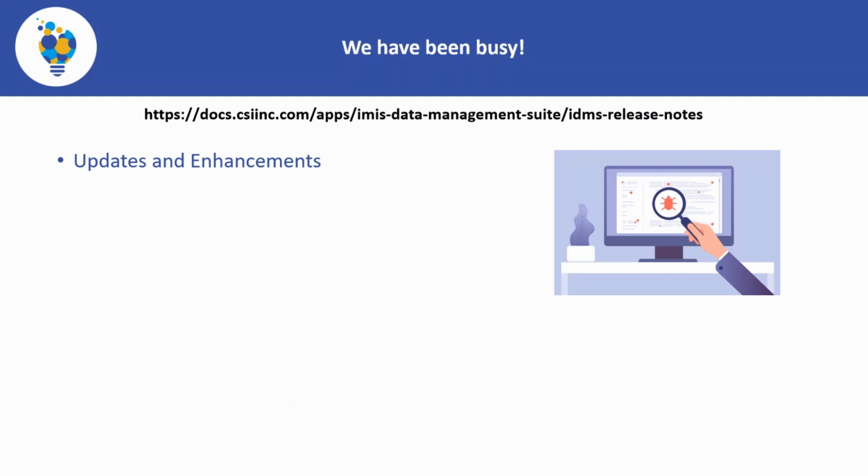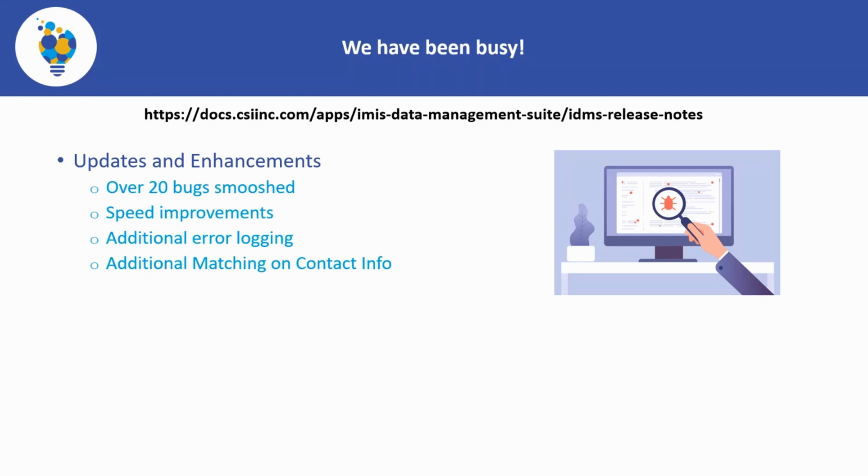Switching gears to updates and enhancements, we have found over 20 bugs within iDMS, and we have addressed them, or as the slide likes to say, smushed them. We've made speed improvements to the product to speed up your imports and updates. We've added additional error logging to the product. We've added additional matching fields within the contact source, so you can match on different criteria. And then lastly, we've added more validations to make sure that your data is clean. You're not going to do anything to your database.